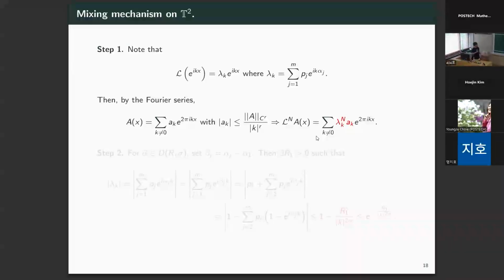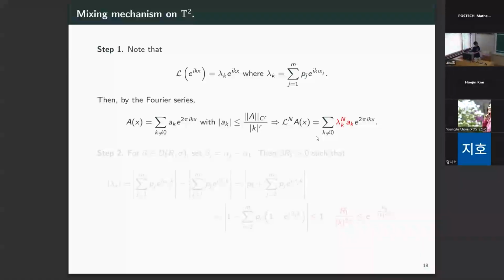So we just iterate. Now we want to prove some decay of the product of these two, the power of the eigenvalue and the Fourier coefficient. This is a strategy: this is a sum, so I want to split the sum into two parts.